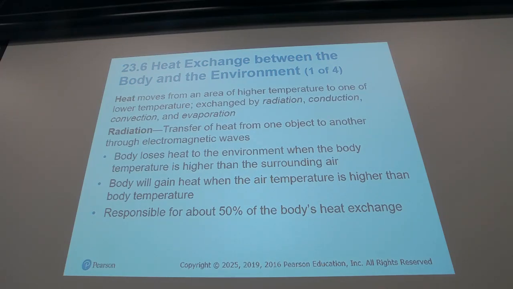And then, the exchange of heat with the environment, well, that is part of metabolism too, because when we are surrounded by the environment, the environmental temperature affects our metabolism. When you have high temperature in the environment, of course your metabolism accelerates, and vice versa. Now, heat, remember, moves from an area of high temperature to low temperature.